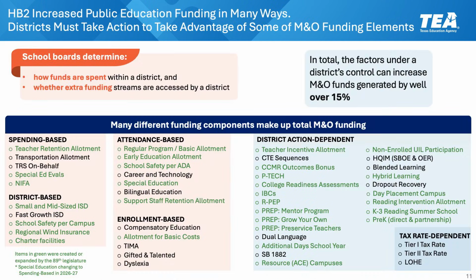HB 2 increased funding in many ways beyond the basic allotment. Some of these funding streams require explicit district actions to access. Taken together, factors under district control can increase M&O funding by well over 15%.